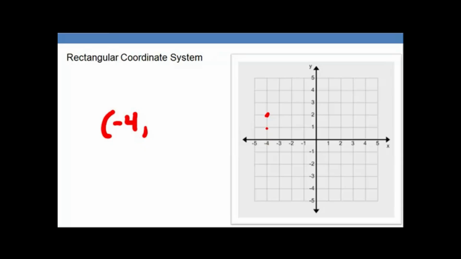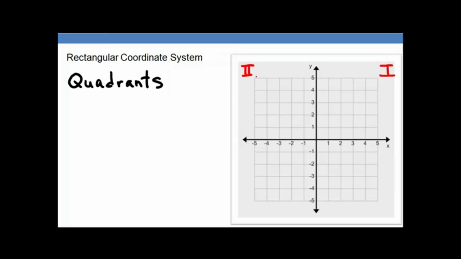And then we're going up 2, so that's a positive 2. So -4, 2 is our coordinates. The rectangular coordinate system has 4 separate sections. These are called quadrants. They are numbered counterclockwise, often with Roman numerals. So this is quadrant 1, 2, 3, and 4.